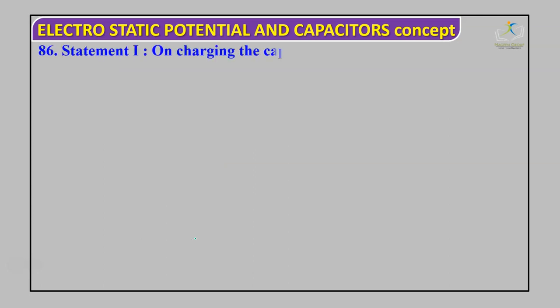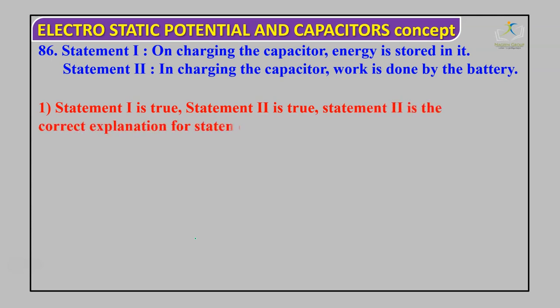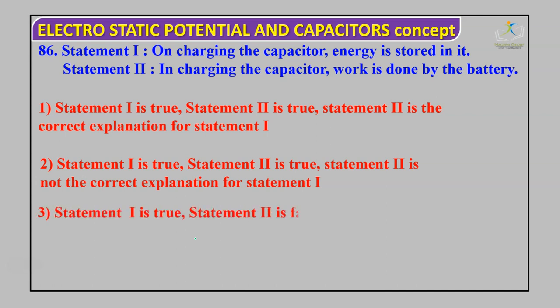Next question we have, statement 1: on charging the capacitor, energy is stored in it. Statement second: in charging the capacitor, work is done by the battery. We have options like these. Statement 1 is true, statement second is true, statement second is the correct explanation of first. Statement first is true, statement second is true, and statement second is not the correct explanation of first. Statement first is true, statement second is false. Statement first is false, statement second is true. The correct statement is option 2, that is statement 1 is true, statement second is true, but second statement is not the correct explanation of first.